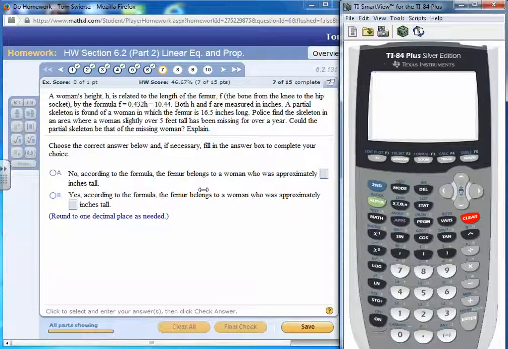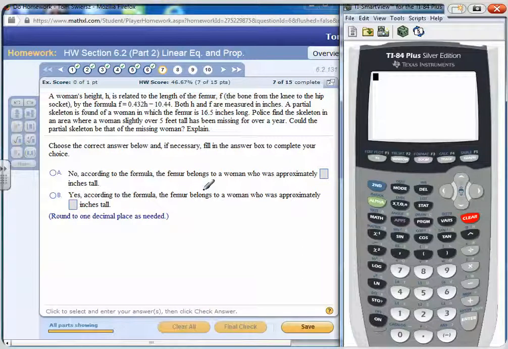Let's look at problem number 7, or homework exercise number 7. A woman's height is related to the length of the femur, the bone from the knee to the hip, by the formula F equals 0.432h minus 10.44. Both h and f are measured in inches. A partial skeleton is found of a woman in which the femur is 16.5 inches long. Police find the skeleton in an area where a woman slightly over 5 feet tall has been missing for over a year. Could the partial skeleton be that of the missing woman?